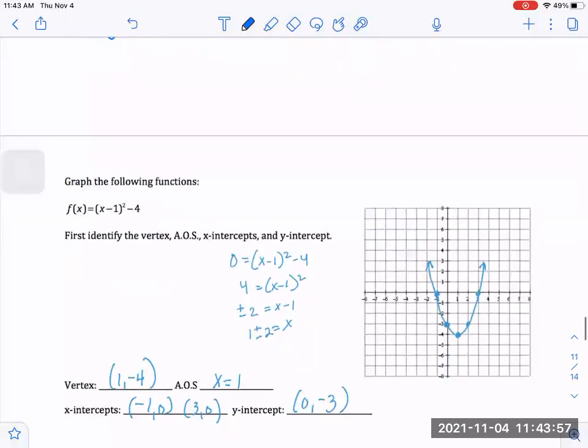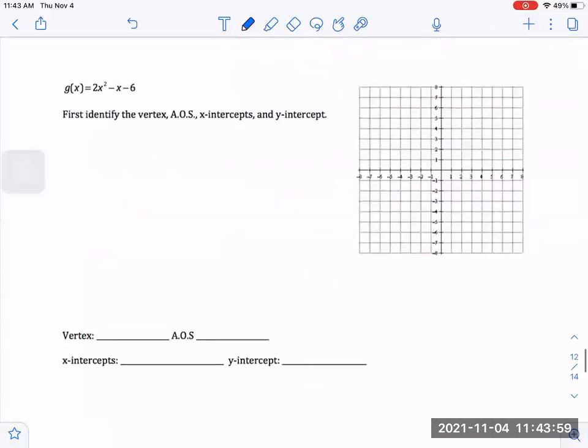Okay, why don't you guys try doing this one? Notice it's not in vertex form, it's in standard form. So find the zeros, find your y-intercept, find your vertex, and graph. Do this, and then we'll go over that. And then you guys can start on your assignment, or it will be time to go, one or the other.